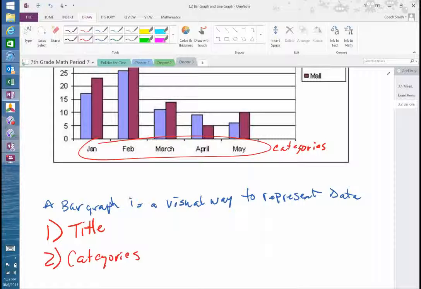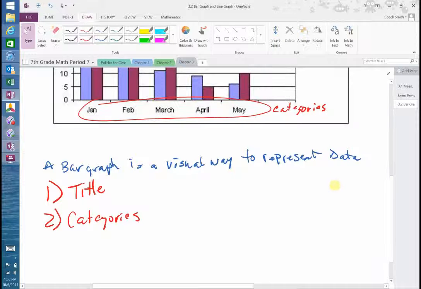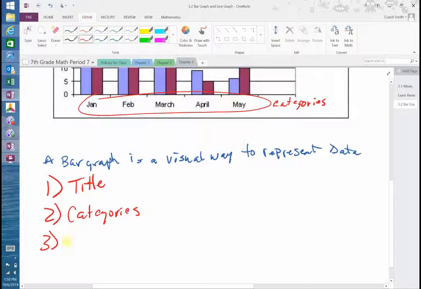Will the category always be at the very bottom? There are 2 types of bar graphs, but for the most part, yes. They also make a horizontal bar graph that I'll show you a picture of in a second, but for the most part we're dealing with vertical bar graphs where the bars go up and down. So yes, categories will always be on the bottom of a vertical bar graph. Number 3 is your intervals or scale.